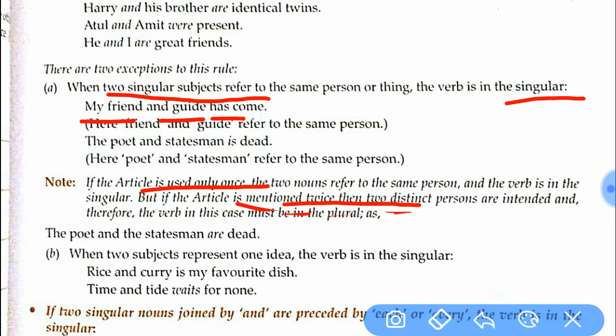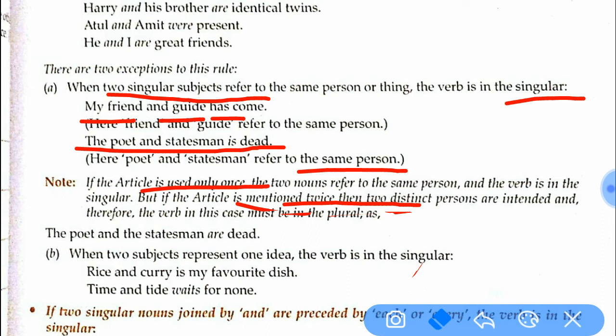Okay. The second one is a poet. The poet and statesman is dead. The poet and statesman refer to the same person here. So it is two singular subjects joined with and, and the singular form of the verb is used.